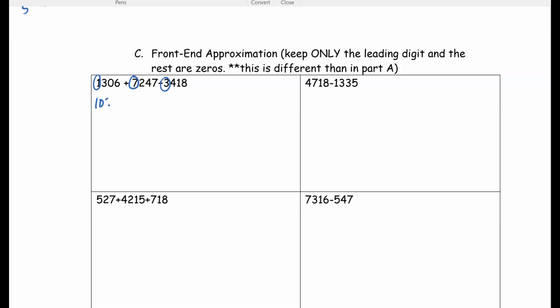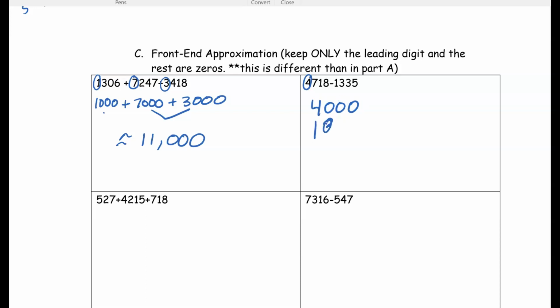So if it's a 1, this becomes 1,000. This number becomes 7,000. And this number becomes 3,000. And we add those all together. So we've got, those are friendly numbers. So that would be 10,000 and then another 1,000. So 11,000 approximately. For this one, the 47, we're just going to keep the 4. Now, if we use the rules above, it'd be a 5,000, but we're not. Front-end approximation says just leave the leading digit. The rest is zeros. Subtract 1,000, and we get about 3,000.